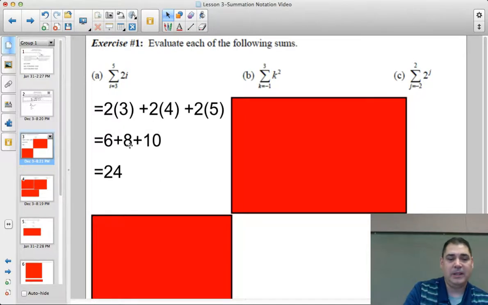Now when I'm done, I'm going to add all those together. 6 plus 8 is 14, plus 10 is 24. So my final answer is 24.